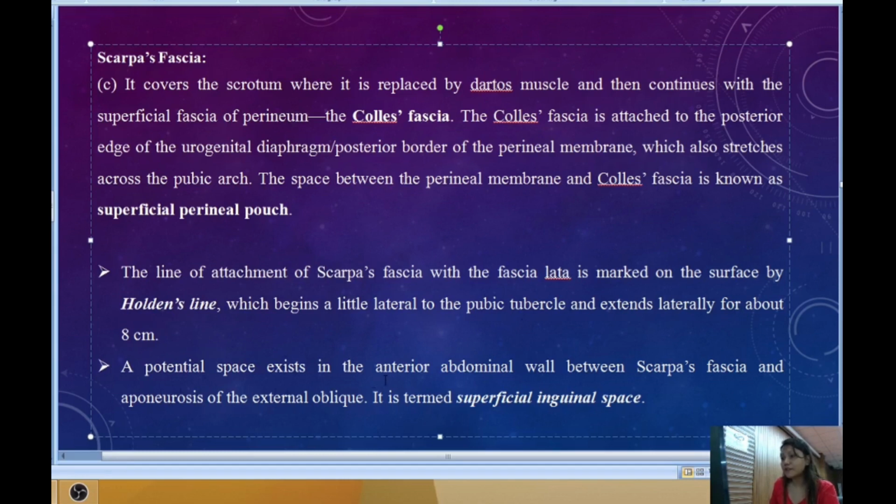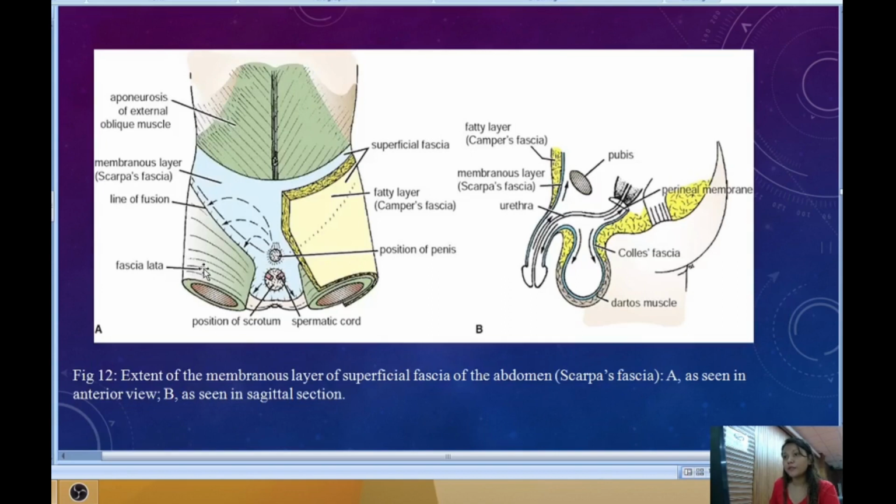A potential space exists in the anterior abdominal wall between the Scarpa's fascia and the aponeurosis of external oblique, and this is termed the superficial inguinal space. What is Holden's line? The line of attachment of Scarpa's fascia with fascia lata. So this green color is the fascia lata, and this is the Scarpa's fascia. Where the fascia lata is attached to Scarpa's fascia is the Holden's line.